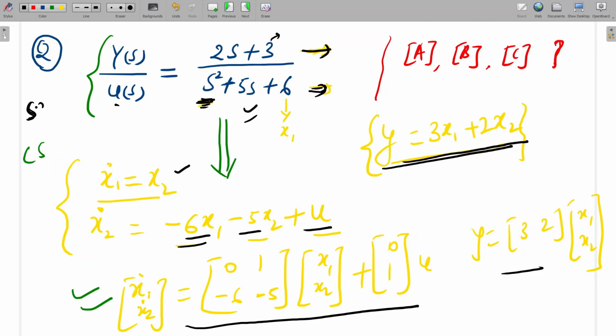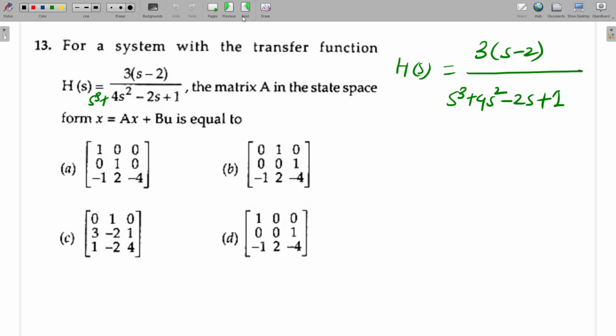Okay. So I'm moving to the next question. One second. So same thing, this is a previous year GATE question. We should find the A matrix from this one. So what will be the A matrix? See here, s to the power 0 is there, s to the power 1 is there, s to the power 2 and s to the power 3 is there. So x1 dot I'm assuming as x2. x2 dot is equal to x3, correct?